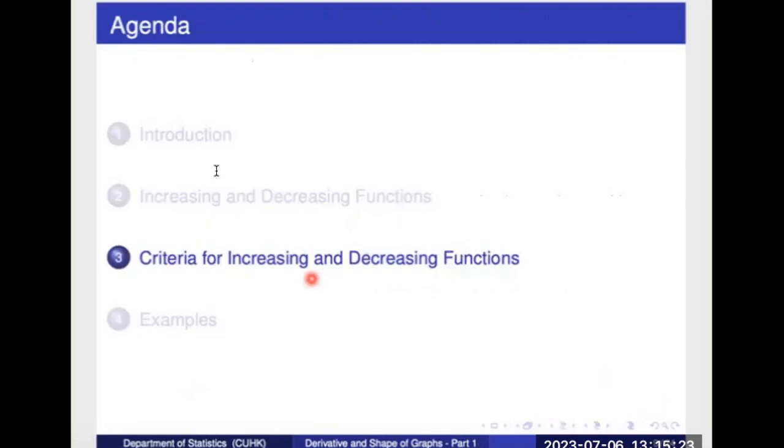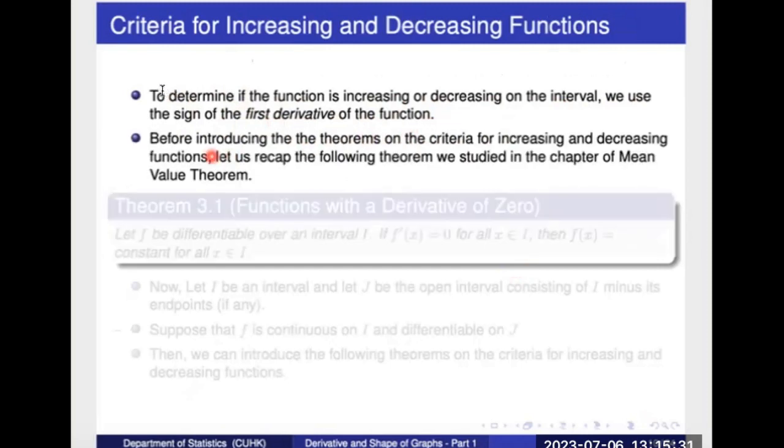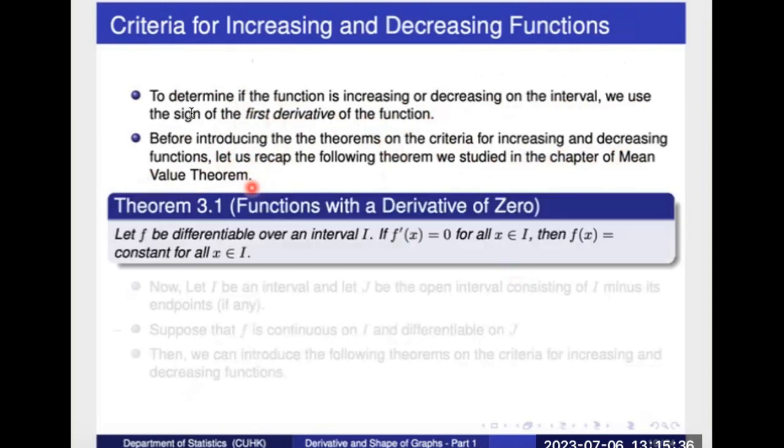Let us now venture into the next section, which revolves around the criteria for determining increasing and decreasing functions. To determine whether a function is increasing or decreasing on an interval, the key lies in examining the sign of its first derivative. Before we dive into the theorems that provide us with criteria for increasing and decreasing functions, let us take a quick moment to recap a theorem we encountered in the chapter on the mean value theorem. Fix your gaze upon the theorem presented on the screen.